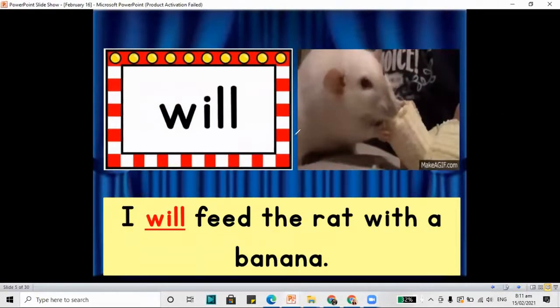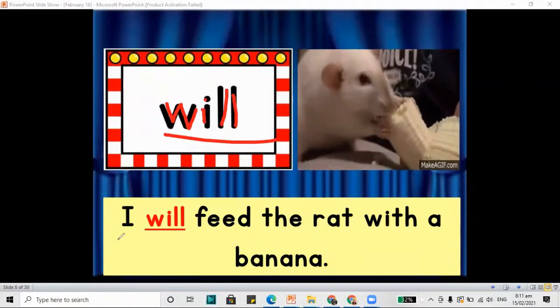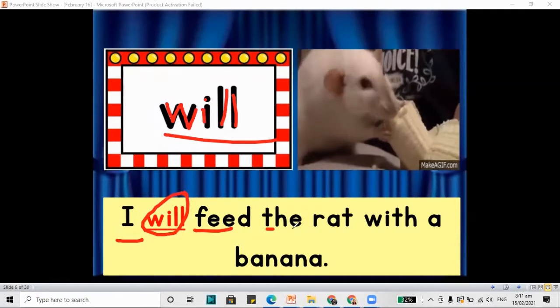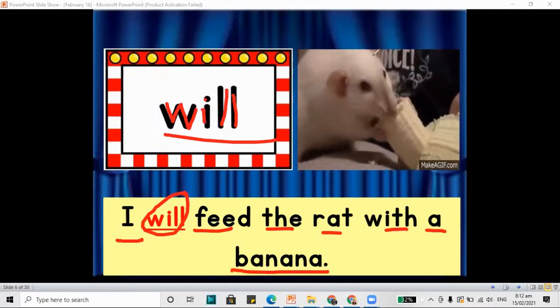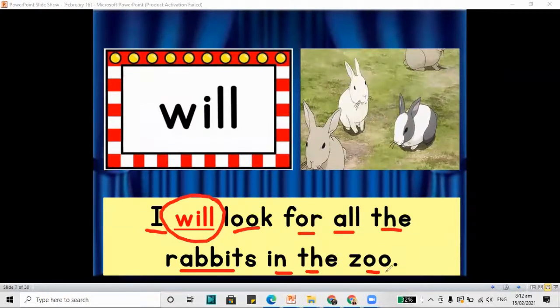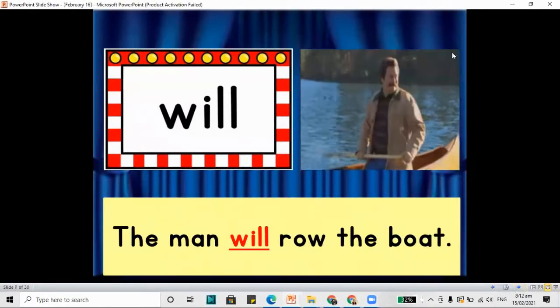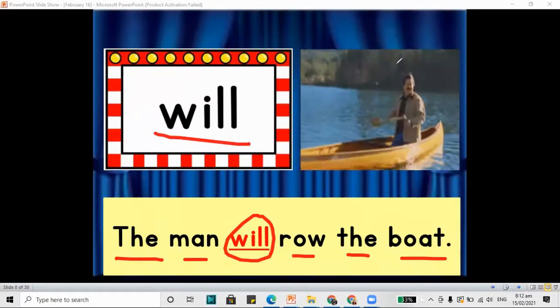How about another sight word? We have the word will. W-I-L-L, that is will. I will feed the rat with a banana. Our word is will. What else? We have another sentence. I will look for all the rabbits in the zoo. Our word is will. And the last sentence for will, we have the man will row the boat. Our word is will.